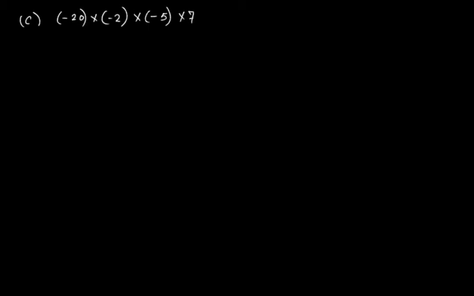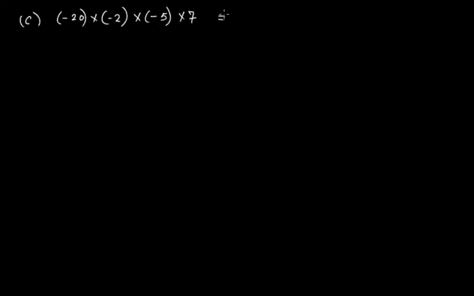Now here it's minus 20 times minus 2 times minus 5 times 7. Now how would you do this? Always look at the numbers and see, is there any way that we can multiply and get a number having 0 at the units place? If you look closely and properly, you can see that if you multiply 2 by 5, you'll get 10. Okay, so why not go with that?